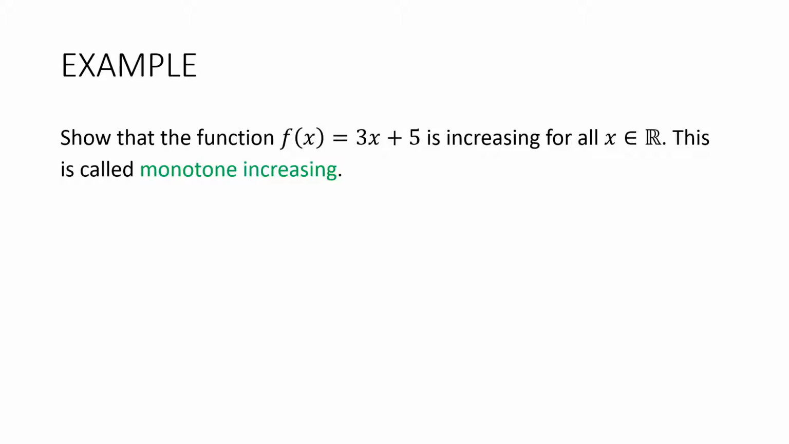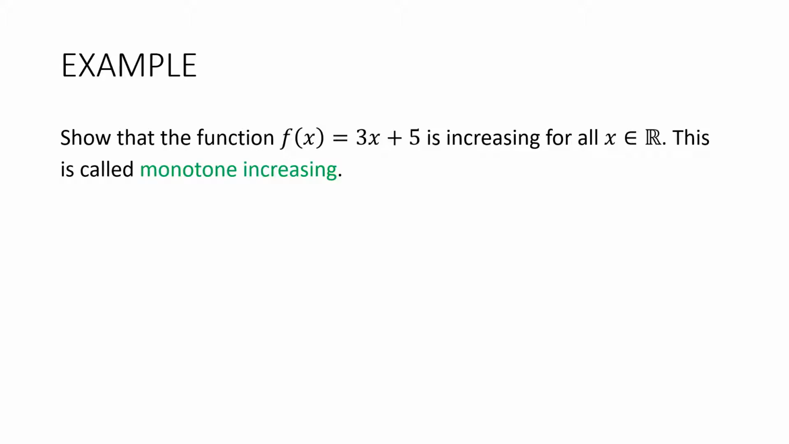Here's an example. Show that the function f of x equals 3x plus 5 is increasing for all real x. Now this is called monotone increasing, when something is always increasing, also sometimes known as monotonic increasing, but they mean the same thing. If you think of what a monotone is in music, it means the same note being played over and over. It's kind of the same here as well. So it means that for the entire domain, it's going to be increasing. We could also have monotone decreasing for that matter.